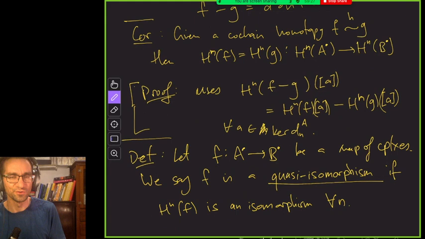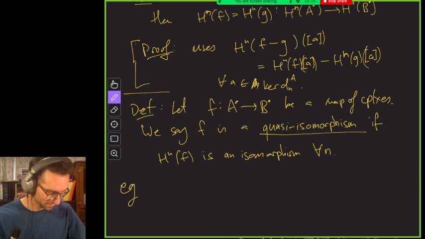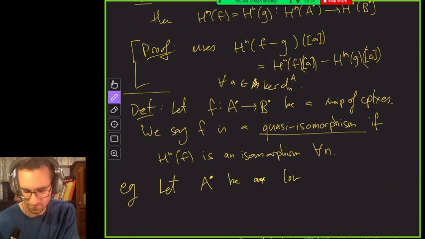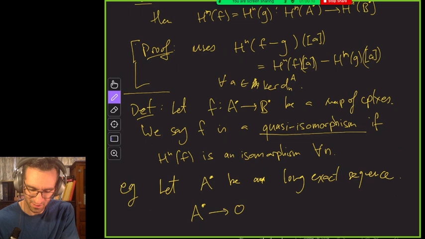So what's an example of this? This is a nice one I can do off my head. So let's let A bullet be a long exact sequence. And we know there's a map, well, zero is the cochain complex with all zero modules, and there's a map from A bullet to it, because in each degree it's just A n mapping to a zero module. This is a quasi-isomorphism.